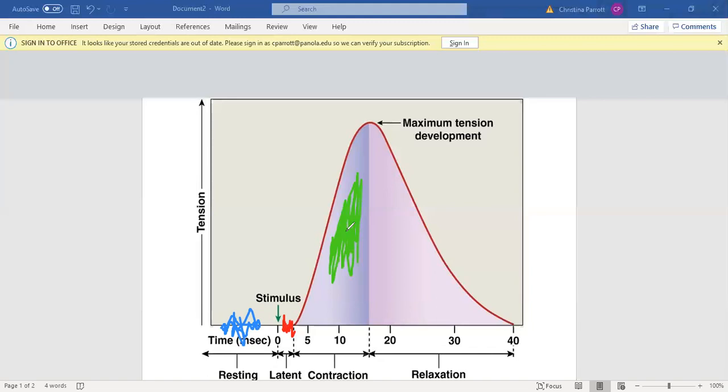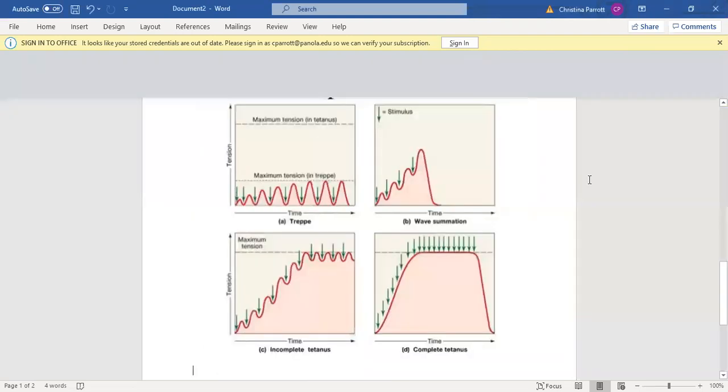And then if I say, what is this phase here where I'm scribbling orange, this would be your relaxation phase. So again, be able to identify the different phases or periods here. If I say identify the phase or period, you have 4 choices: resting, latent period, contraction phase, or relaxation phase. Okay, so it's very important that you can label those on your practical.